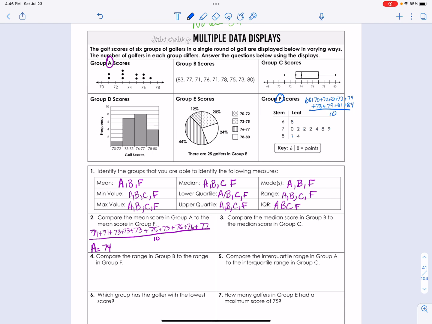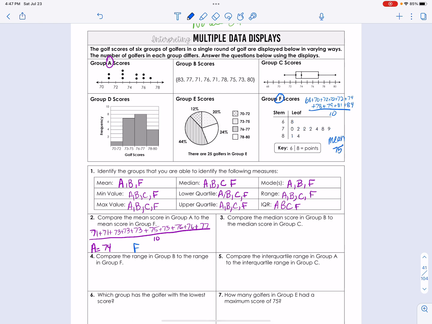So go ahead and do that. You can use a calculator. 68 plus 70 plus 72 plus 72 plus 72 plus 74 plus 78 plus 79 plus 81 plus 84. And then I'm going to divide by 10. And I get my mean is 75.